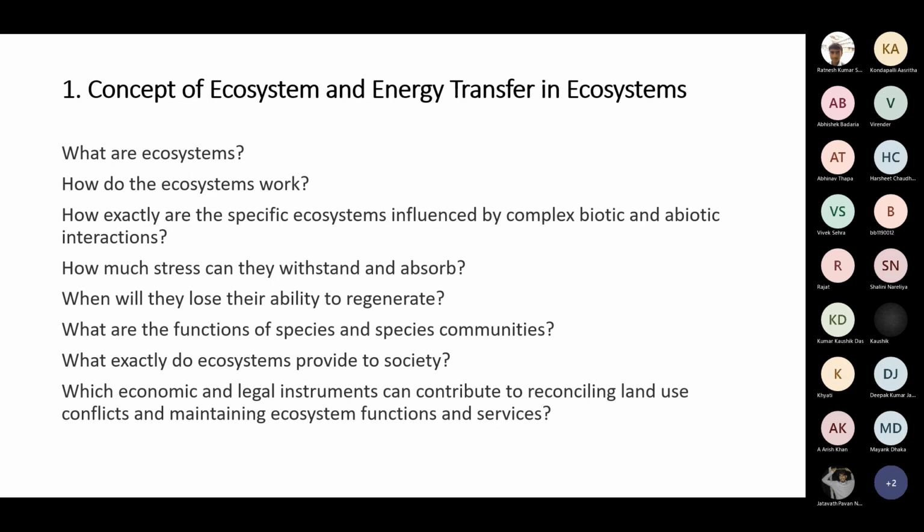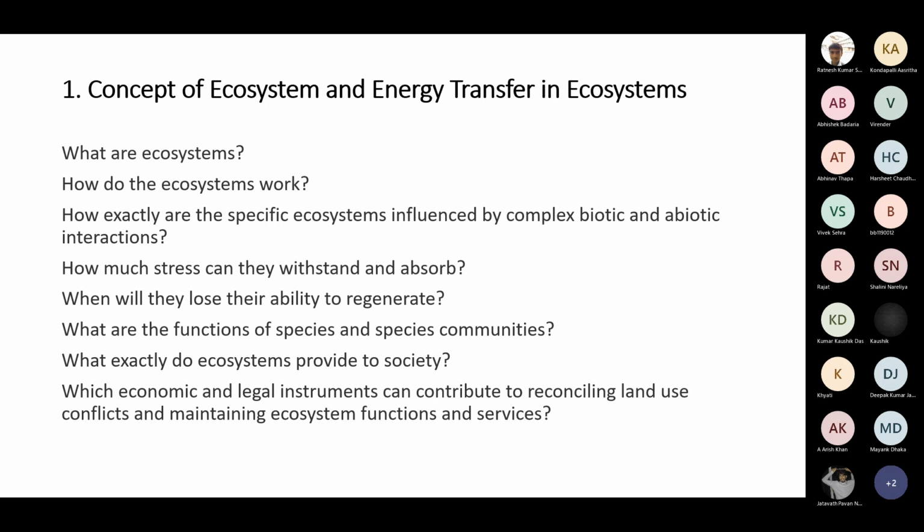And when you look at what we mean by ecosystem, you will also see it has components which are biotic, the living components, and it also has the non-living components. How much stress can they withstand and absorb? Okay, or when will they lose their ability to regenerate? What are the functions of species and species communities in an ecosystem? What exactly do ecosystems provide to the society? Which economic and legal instruments can contribute to reconciling the land use conflicts and maintaining ecosystem functions and services?